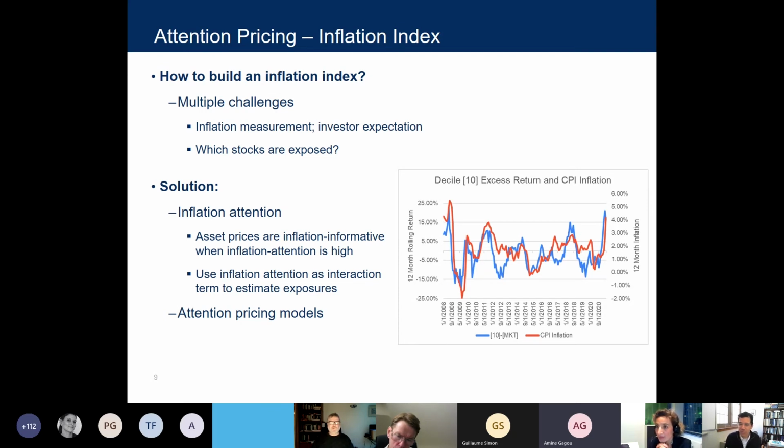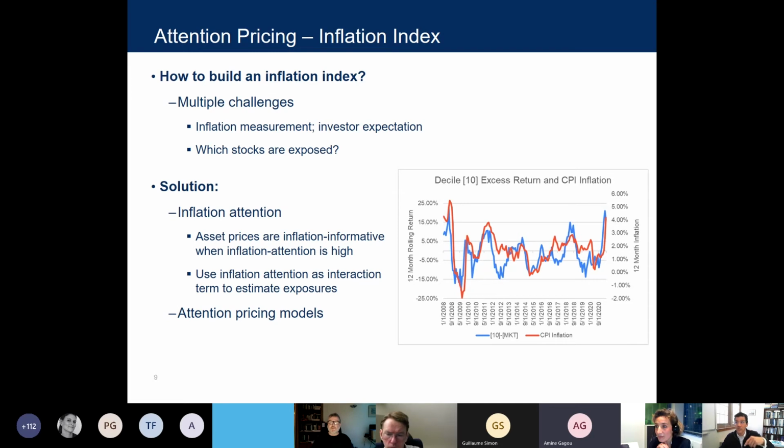But in reality, I don't think that's the case. I think they price the securities with a few narratives in mind at any given point. So that's what we're trying to do with what I'm calling attention pricing: prices are more inflation informative when inflation attention is at its highest. So in this model, we look at oil betas interacted with inflation, gold beta interacted with inflation, and CPI beta interacted with attention to inflation.